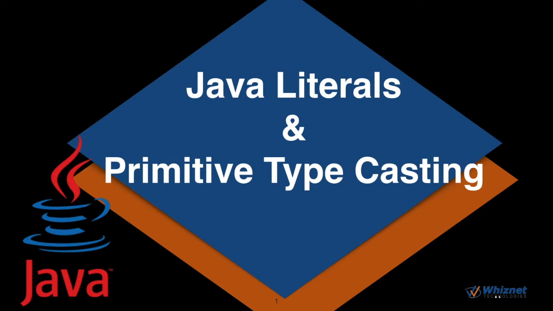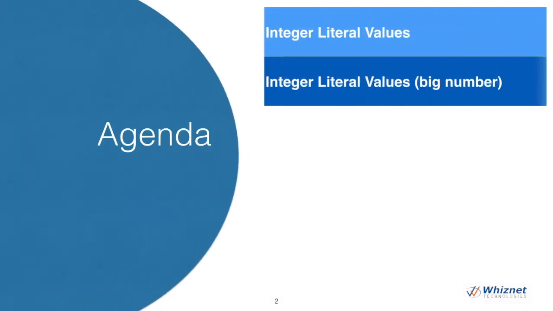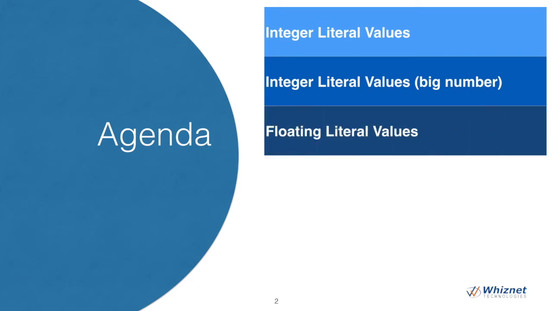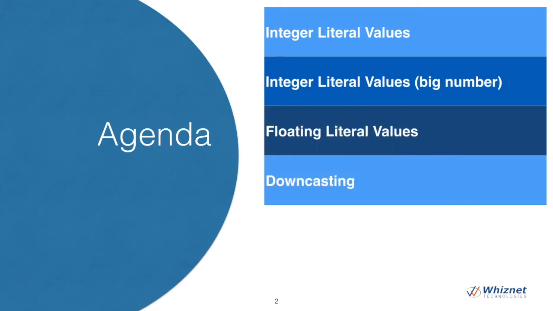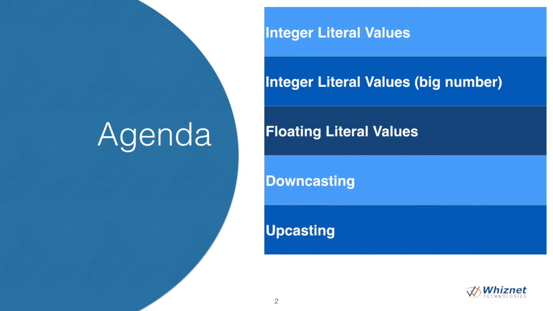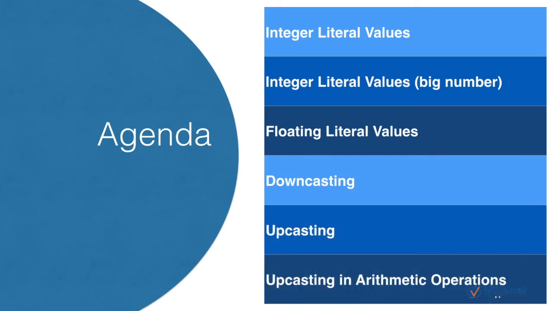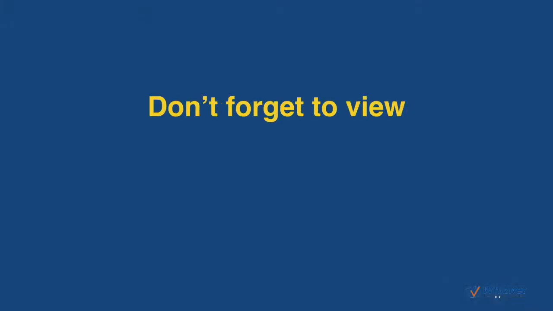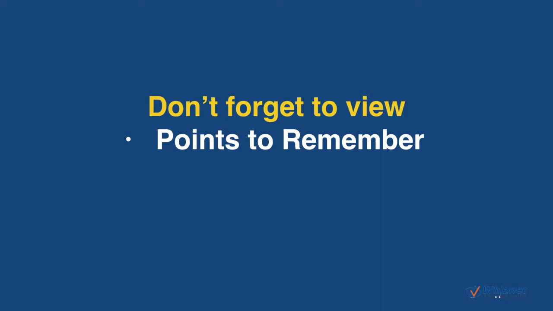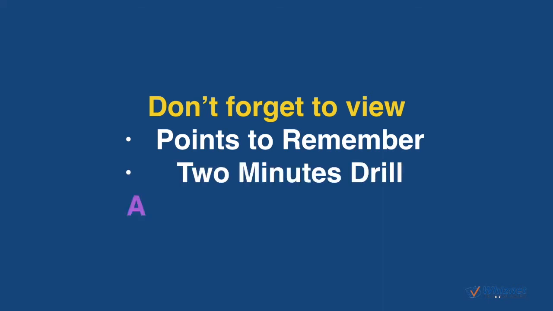Welcome back. In this video, we'll talk about Java literals and primitive typecasting. We'll talk about integer literal values for big numbers, floating literal values, downcasting, upcasting, and upcasting in arithmetic operations. At the end of this video, we'll present points to remember and 2 minutes drill.